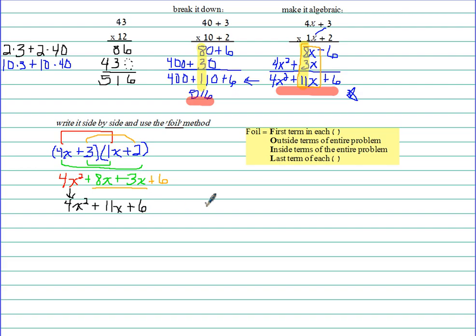So hopefully that gives you a good idea of how the FOIL method came around, going backwards through algebra, and then the broken down version in elementary school, and then back to the original form that almost everybody learned in 4th grade when they learned to multiply. Good luck, and look for another video where you will be factoring this trinomial.